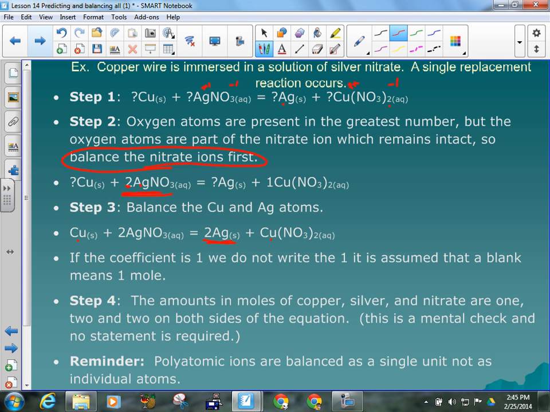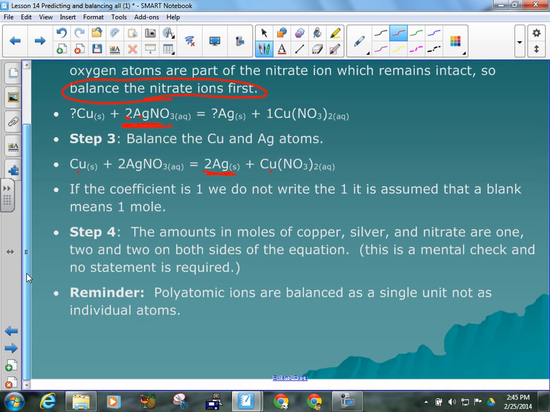Okay? Everybody with me there? I mean, we've been doing that for a couple of days already. It's just kind of a review on how to do that. All right. Okay, a reminder: polyatomic ions are balanced as a single unit, not as individual atoms.